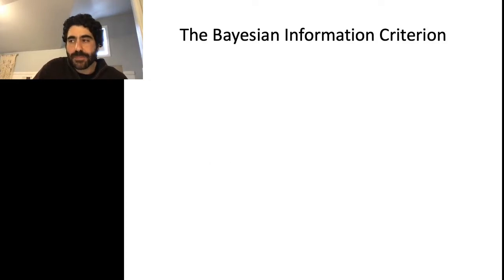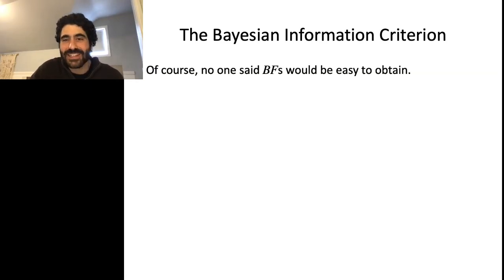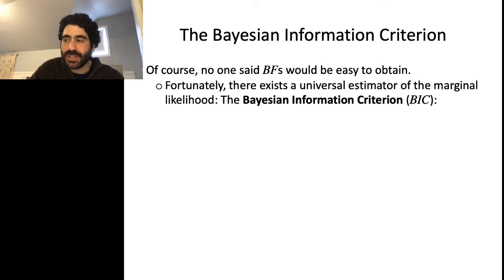Okay. So the question is, how do we actually compute these Bayes factors? One approach to estimate the Bayes factors is called the Bayesian Information Criterion, or BIC, and it has this formula. You're not going to have to use this formula, but I'm just going to show it to you to show what it looks like.